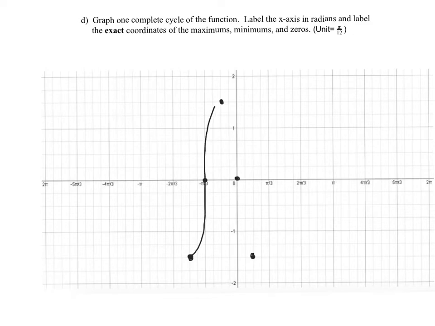If I connect my points, which I did not do a very good job of, that's one cycle of our cosine function that's been shifted left pi over 2. If we were to go from negative pi over 2 to a positive pi over 6, that would give us a period of 2 pi over 3. We can continue graphing to get more of what the cycle looks like, but we only needed one cycle of cosine.